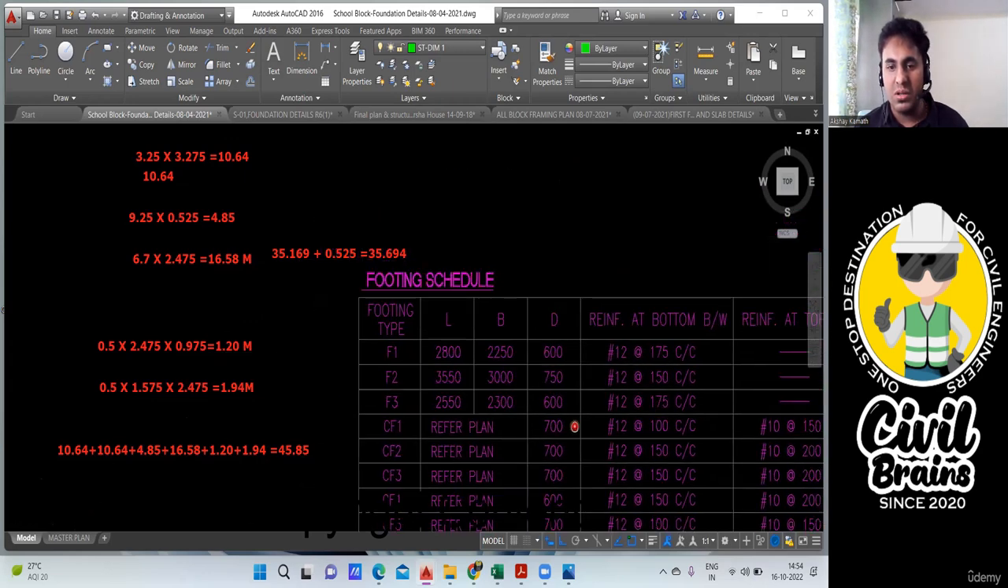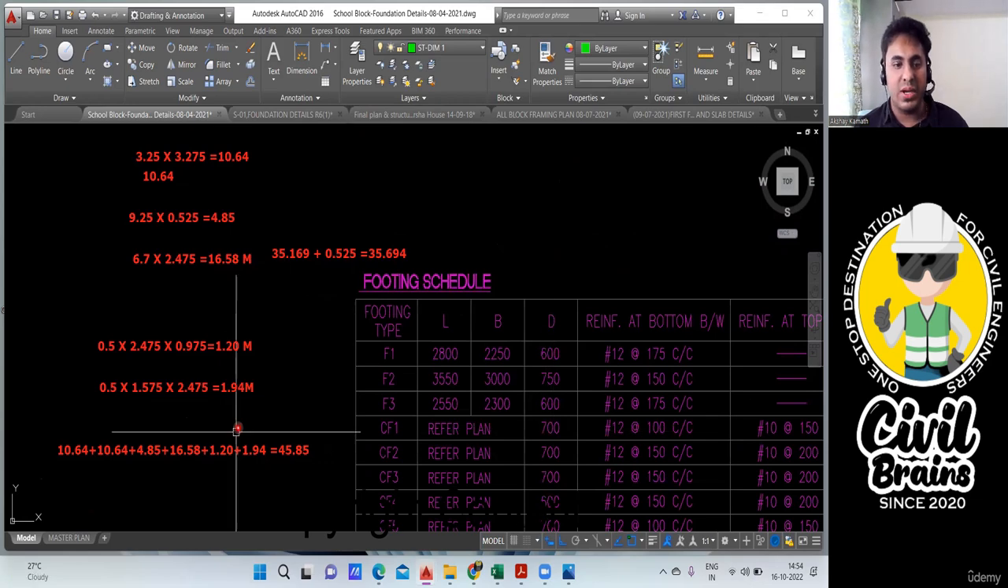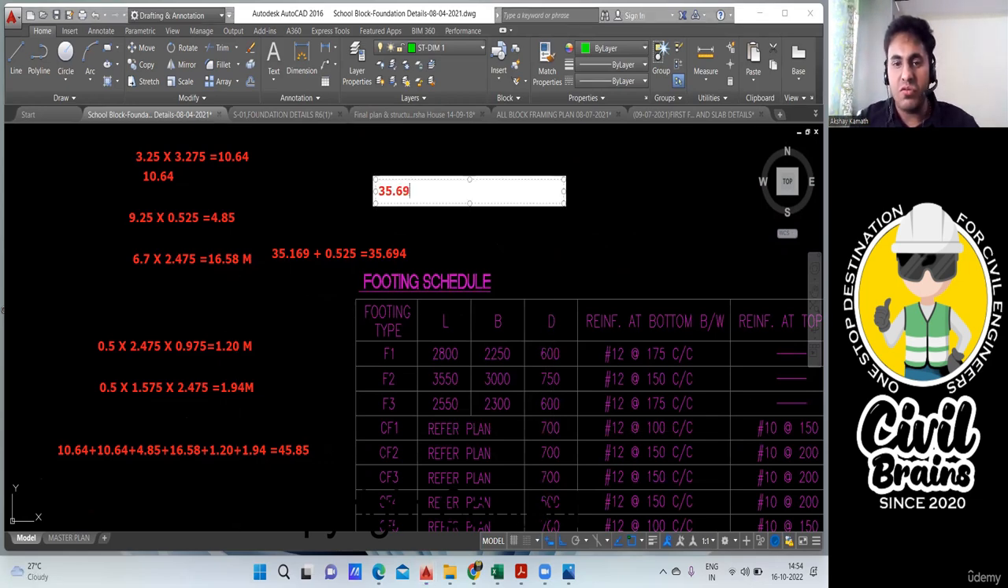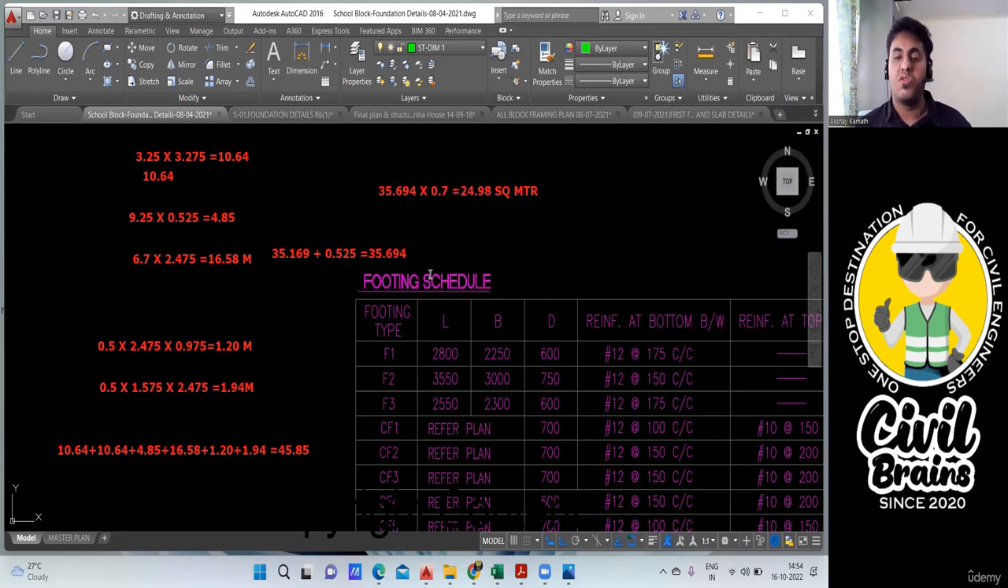What you're supposed to do is very simple. CF1, 700. So I'll do that here. 35.694, you multiply this by the depth. Depth is 0.7. So if I do that, 24.98 square meter. So this much is my shuttering area. Are you getting my point? This is my shuttering area for this particular footing.